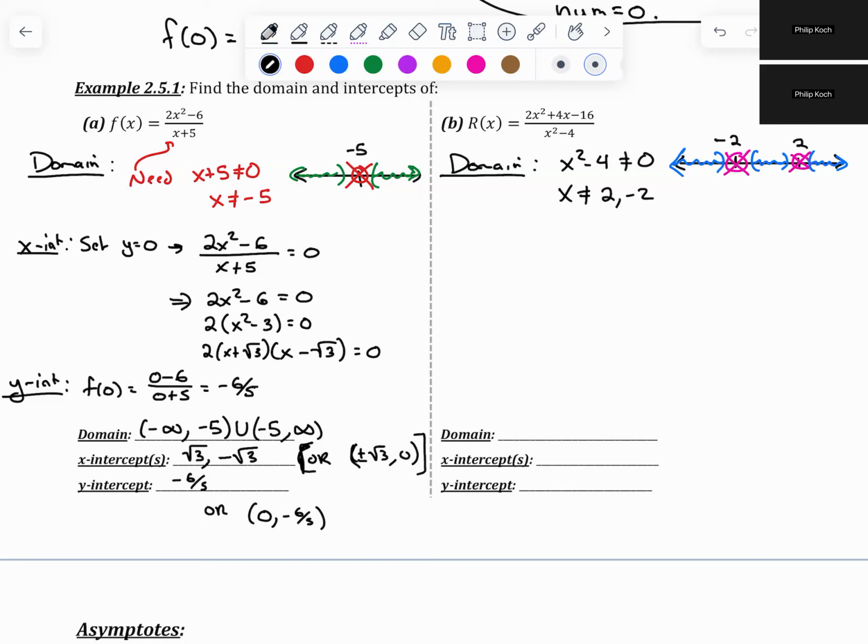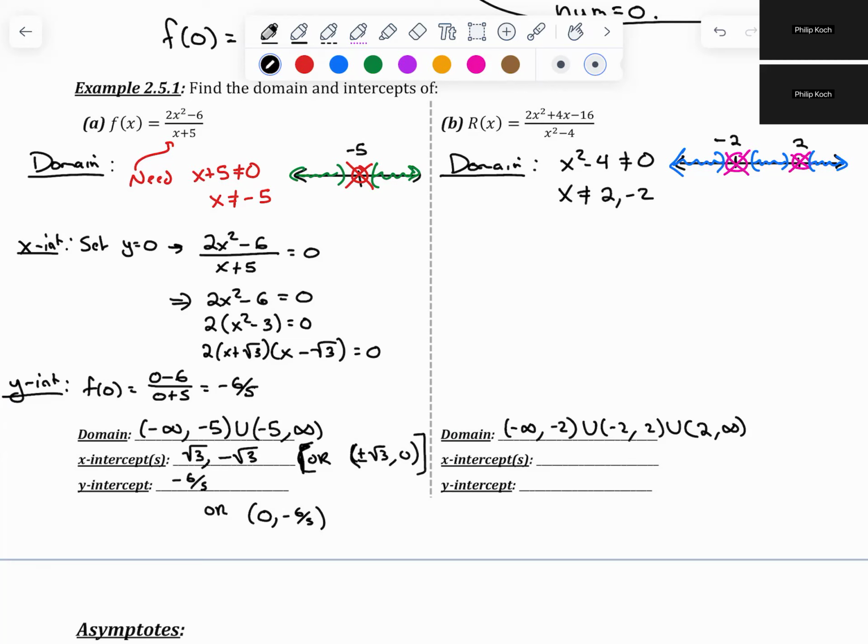That is to say that the domain should be (negative infinity to negative 2) union (negative 2 to 2) union (2 to positive infinity). And so you'll note that I didn't bother factoring the numerator at all, and I'll explain why in just a moment. Any questions on the domain?